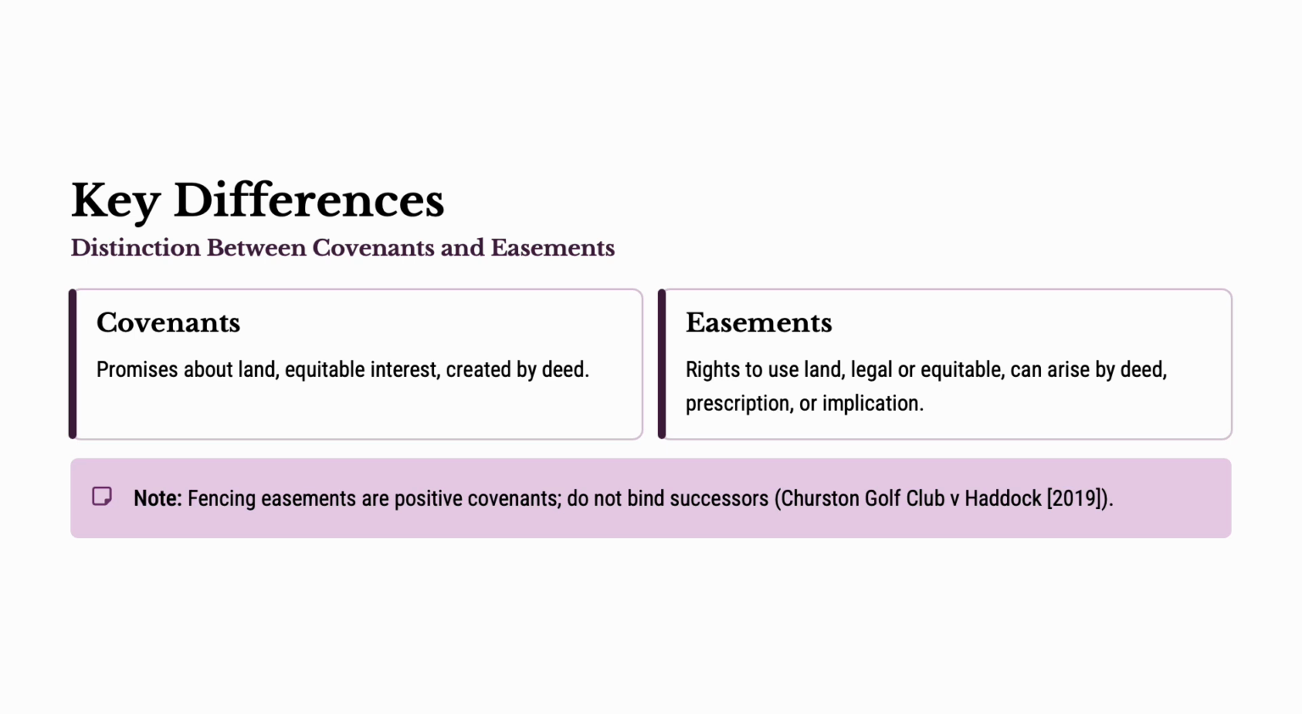Easements are rights to use land. They are proprietary rights that may be legal or equitable. They can arise not just by deed but also by prescription through long use or by implication when land is divided. Here is a practical example that frequently causes confusion. A covenant requiring a landowner to maintain a fence or boundary is a positive covenant. It requires expenditure and does not bind a successor. It's not an easement because it does not give anyone a right to use the servient land. It merely requires the servient owner to maintain something on their own land.